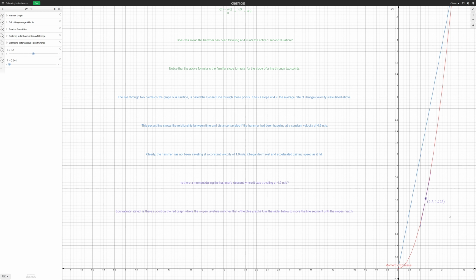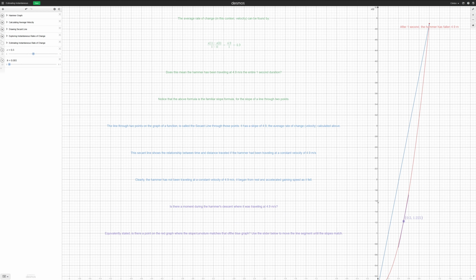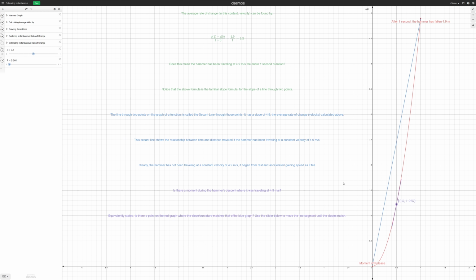Okay. So yeah, it does appear that at some point during that first 1 second journey that the hammer took, there is a period of time where it was traveling exactly 4.9 meters per second, 0.5 seconds after being released.